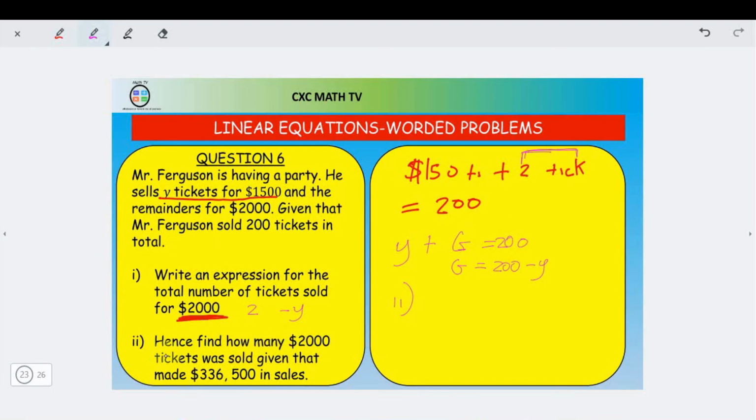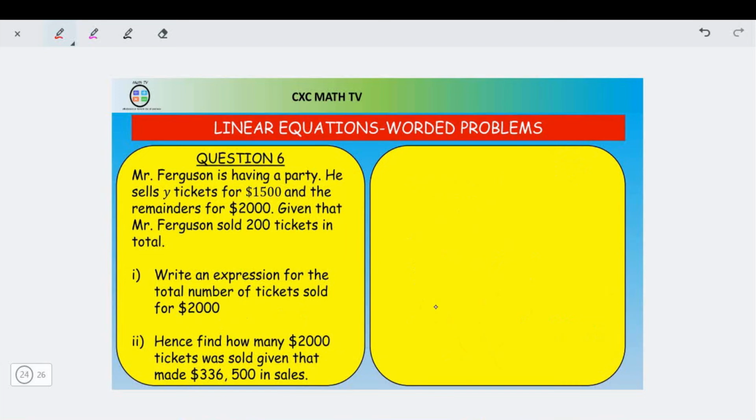It says, hence find how many $2,000 tickets were sold, given that he made $336,500. So let's do the second part. We know he sold Y tickets for $1,500. So if you want to know how much money you make from the $1,500 tickets, you multiply 1,500 times Y. Plus, if you want to know how much money you make from the $2,000 tickets, you multiply 2,000 times 200 minus Y. And then the total amount of money that Mr. Ferguson is supposed to make is $336,500. Alright? That's what we do now.